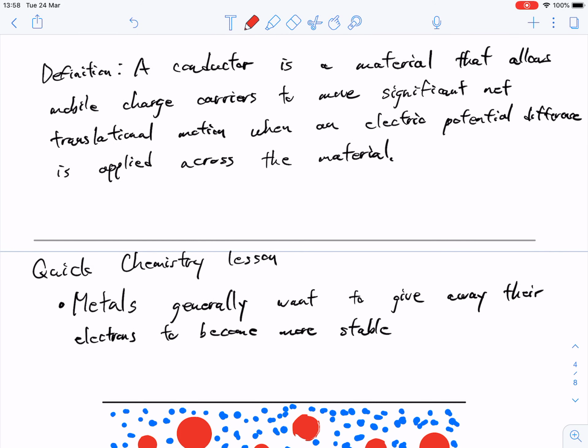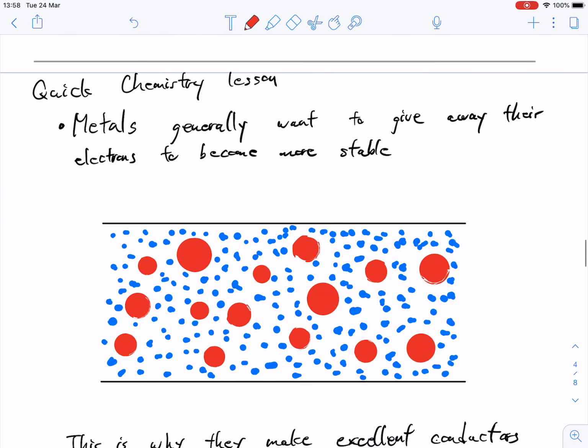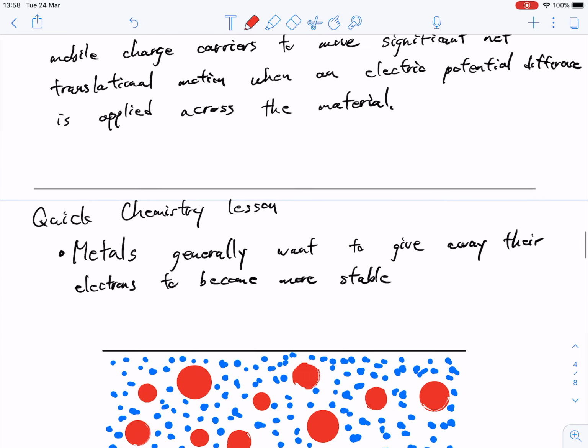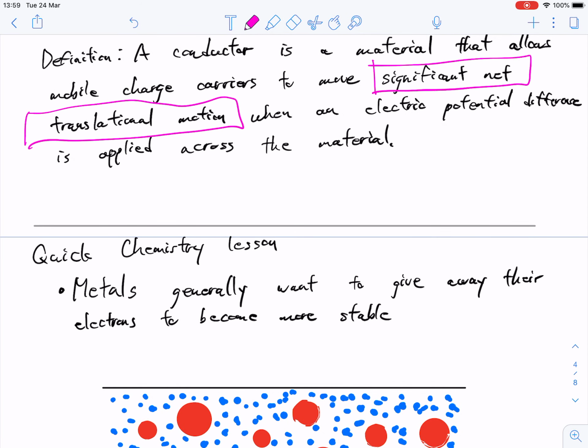Now, a conductor is a material that allows mobile charge carriers to move with a significant net translational motion when an electric potential difference is applied across the material. So we're going to jump into a very quick chemistry lesson here to talk about this idea of net translational motion. So significant net translational motion.